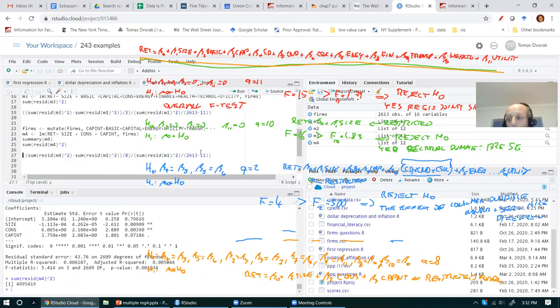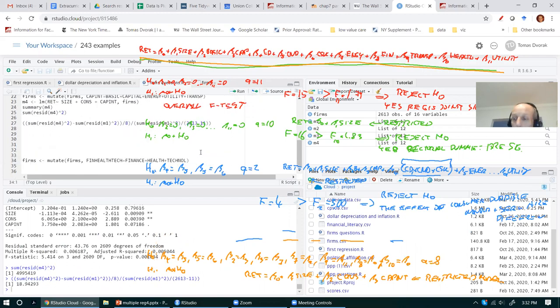Here's the summary of the results. Here's the sum of squared residuals. Here is the calculation of the F statistic. The F statistic compares the restricted model, which is model 4, to the unrestricted model, which is model 1, the model with all the 11 sectoral dummies, divided by Q, which is 8, that whole thing divided by the unrestricted sum of squared residuals, divided by the number of observations minus K, which is the number of slope coefficients in the unrestricted model. The test statistic came out to be 18.